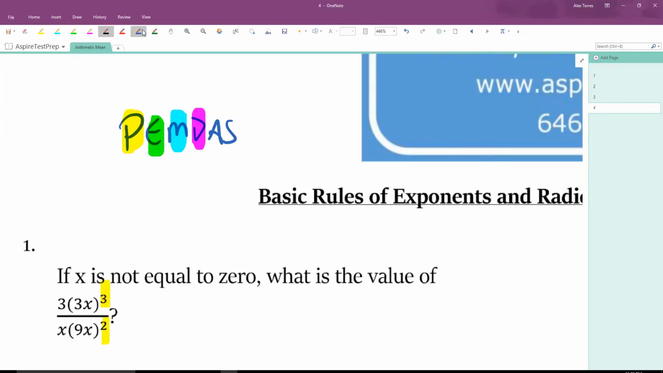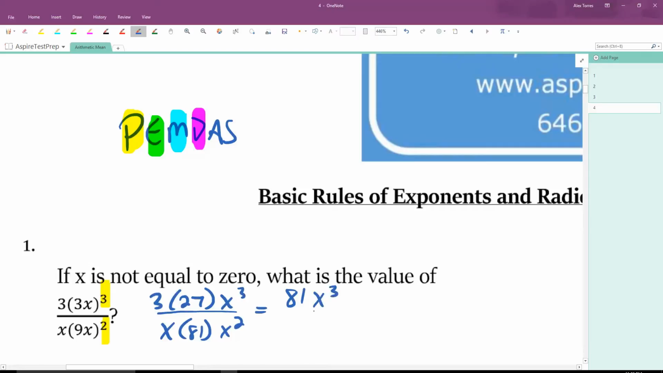else. So on this problem, we have the 3 that's already there, and we want to take that 3x and put it to the third power. So 3 to the third power is 27. And we have x to the third, and on the bottom we have x, and we also have 9 to the second power, which is 81x squared. So the next step is on the top is to say that 3 times 27 is 81, and we have x to the third still, and on the bottom we have another 81, and x times x squared is also x to the third power.